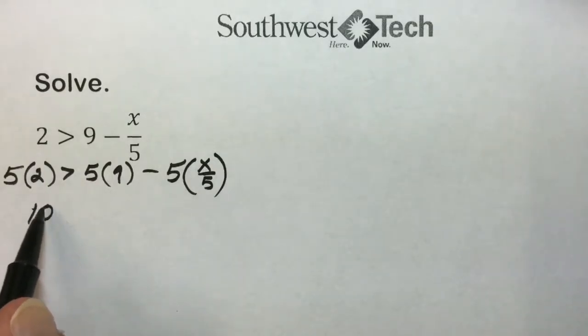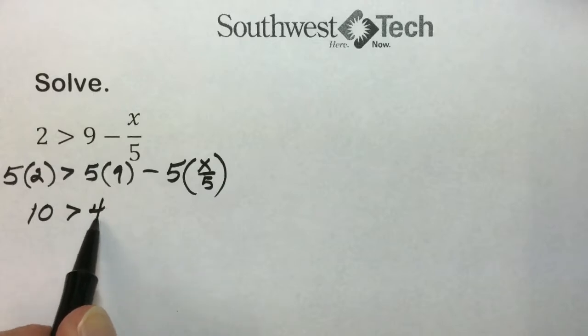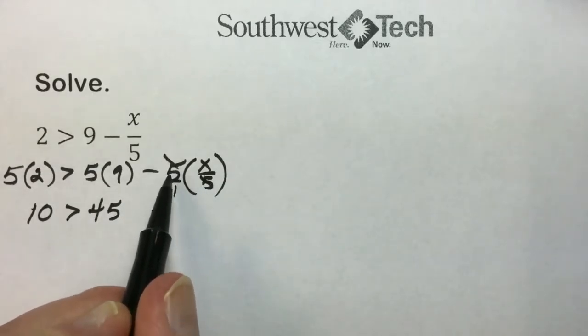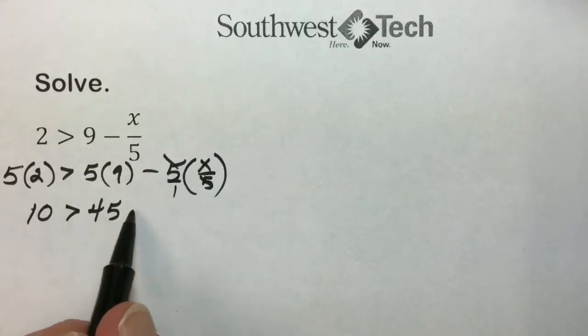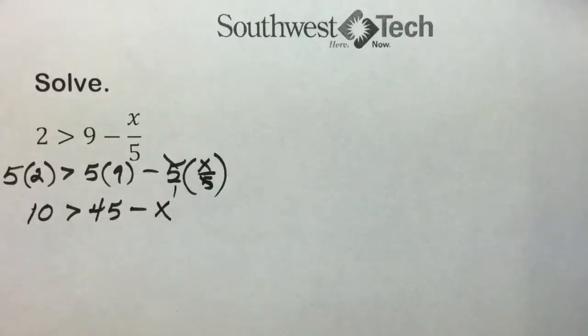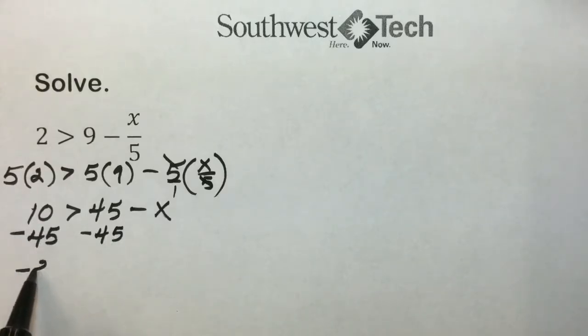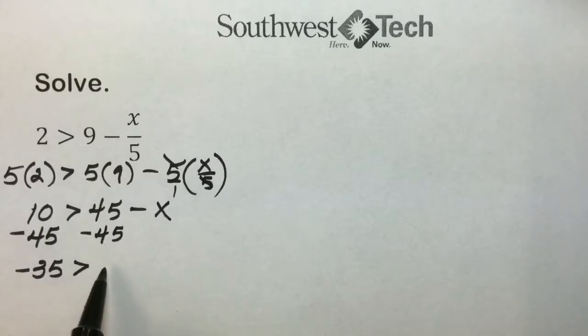Simplifying, we have a 10 greater than 45. The 5's cancel out, the 5 in the numerator canceling out the 5 in the denominator, leaving negative x. Next, we have the variable on one side. Moving the constants to the other side, we will subtract 45 from each side, leaving us with a negative 35 greater than negative x.